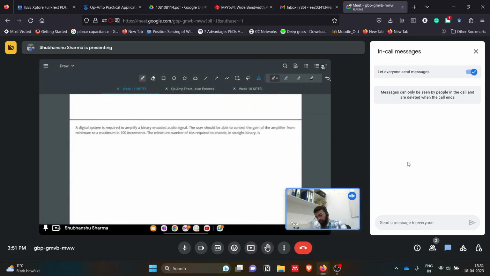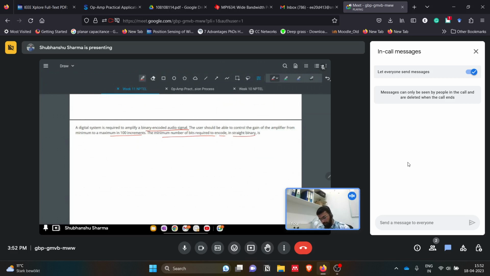It is saying a digital system is required to amplify a binary encoded audio signal. The user should be able to control the gain of the amplifier from minimum to maximum in 100 increments. The minimum number of bits required to encode in straight binary is.